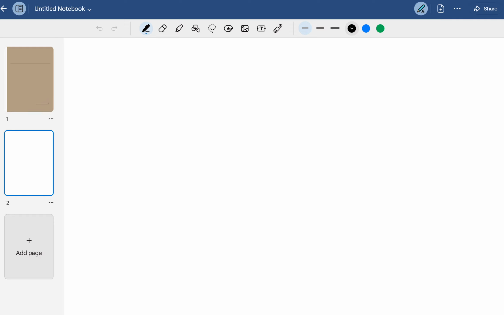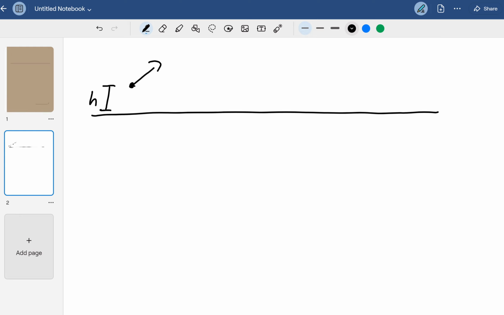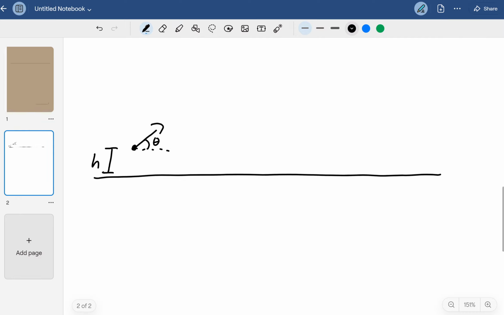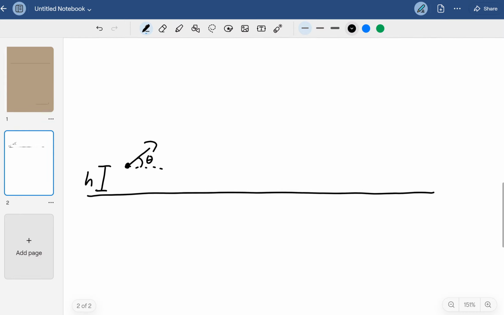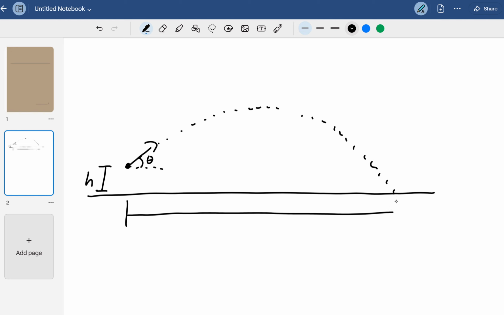So let's consider a setup for projectile motion. Here's the ground. Imagine we have some person or some projectile launcher that's going to launch a projectile from some initial height h off the ground at some angle with respect to the horizontal. So a very classic projectile motion type problem. We know the path of this is going to look something like this dashed path, where we would call this horizontal distance the range. And the point up here is our maximum height.